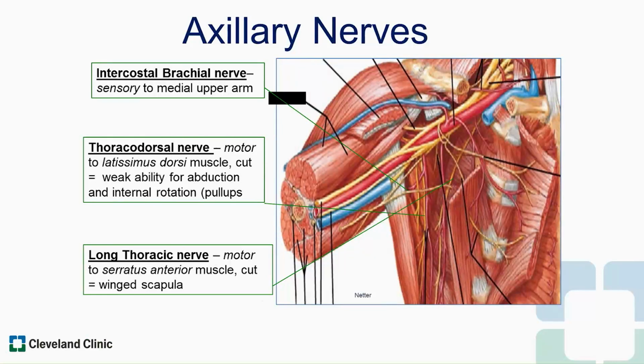It runs along with the thoracodorsal artery and vein. If this thoracodorsal nerve is cut, it limits the ability for abduction and internal rotation. So this is kind of your pull-up nerve. The long thoracic nerve runs on the lateral anterior portion of the serratus anterior muscle. This needs to be identified and preserved as well, and if it's cut, this creates a winged scapula.